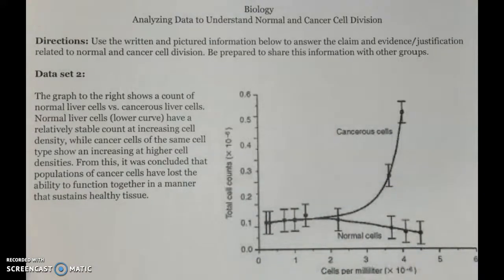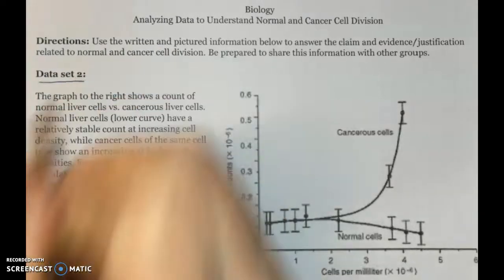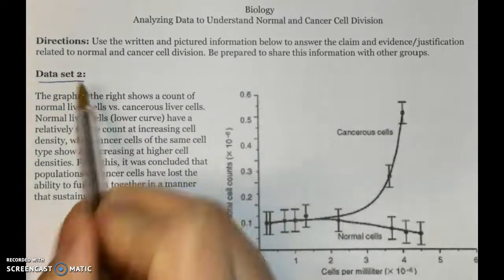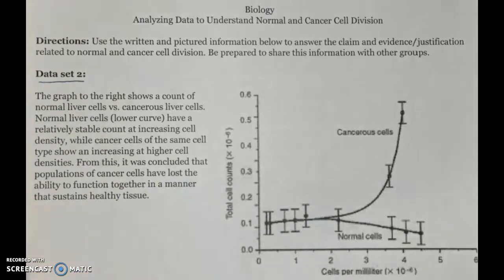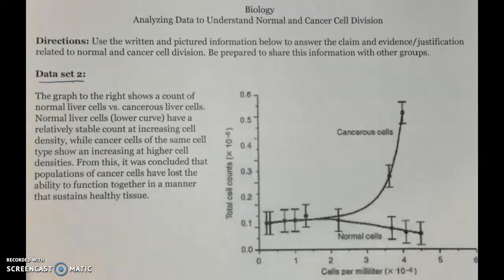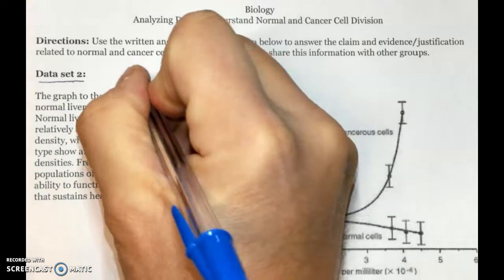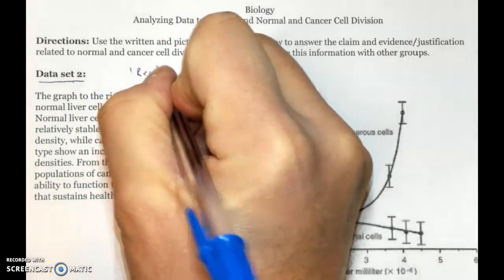There's a total of 5 data sets that we need to look at as a class. This one happens to be data set number 2. This information will be used on future assignments, so you might want to keep distinctions between what is data set 2, what is data set 1, and so on. So the first thing we should do when we're presented information like this is read. So let's go through the reading.